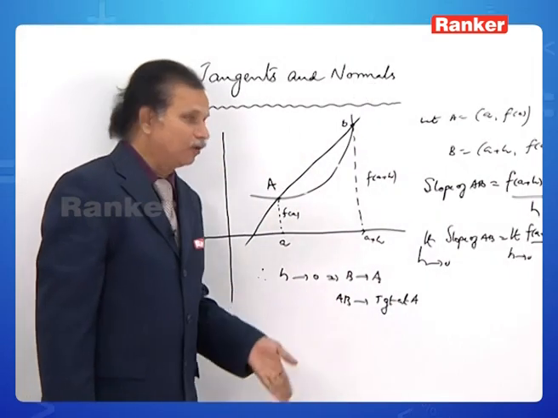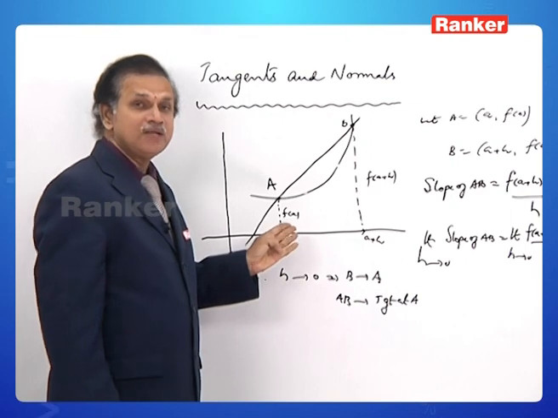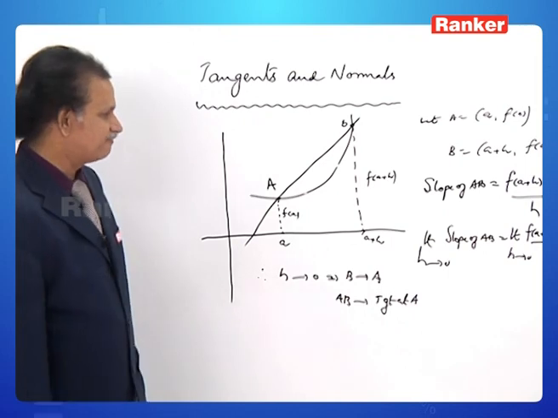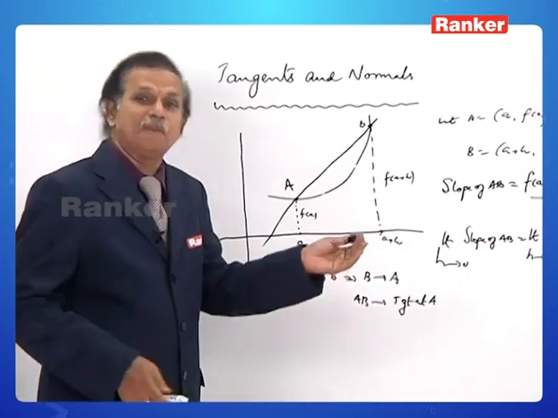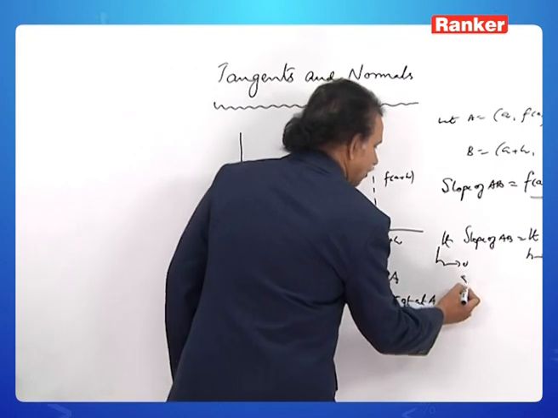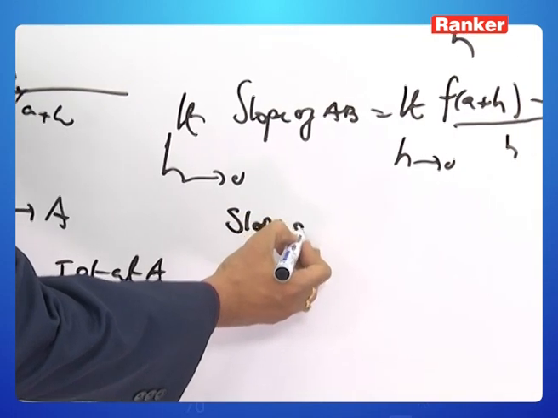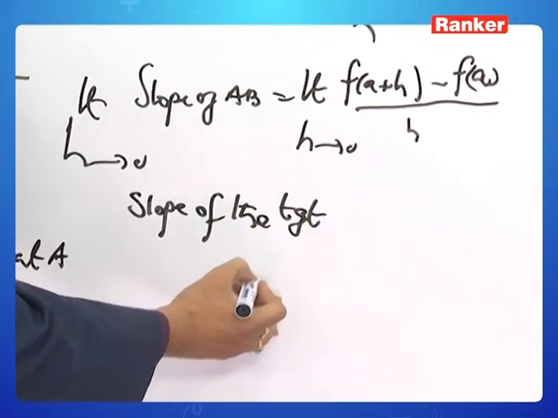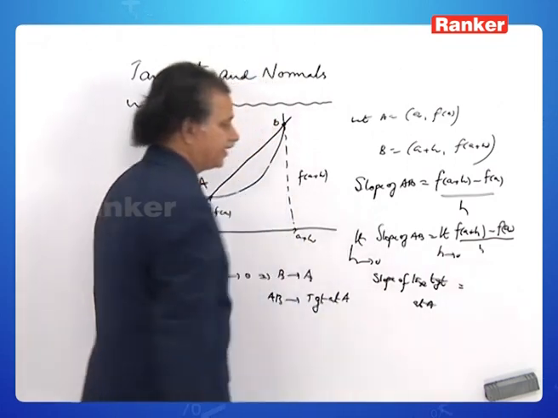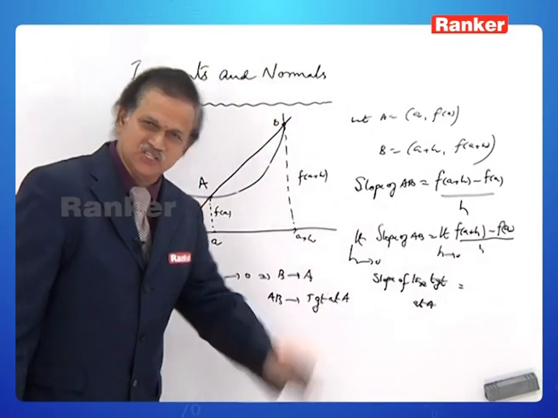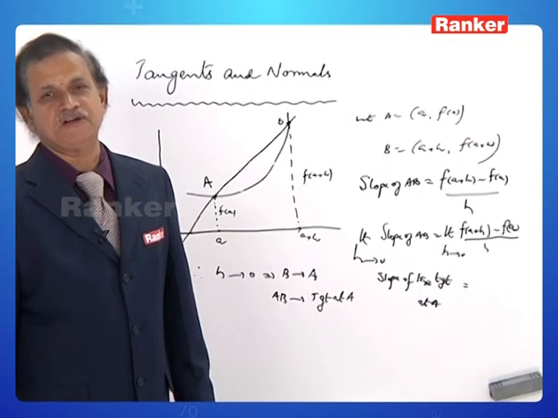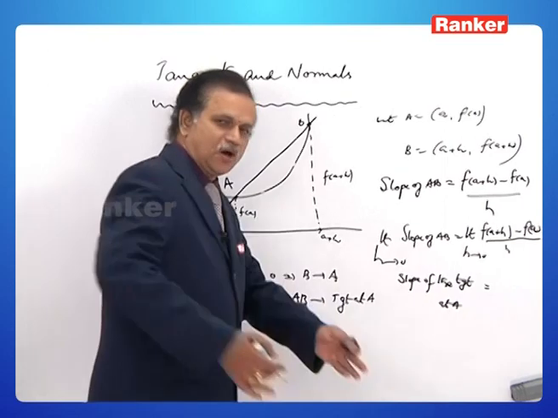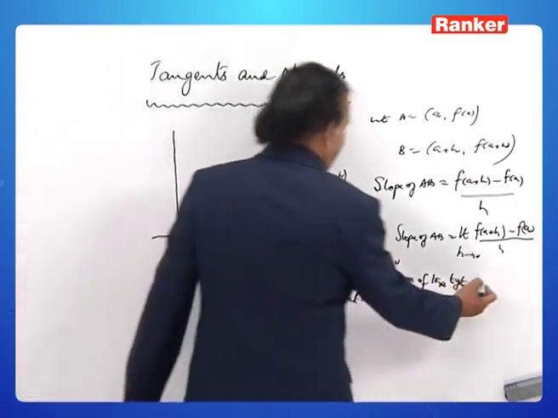If h tends to 0, then B tends to A. Then what is the shape of AB? It becomes the tangent at A. Therefore, the limit as h tends to 0 of the slope of AB is nothing but the slope of the tangent at A. Okay, what is the fate of the RHS? The limit as h tends to 0 of [f(a+h) - f(a)]/h is just nothing but f'(a).